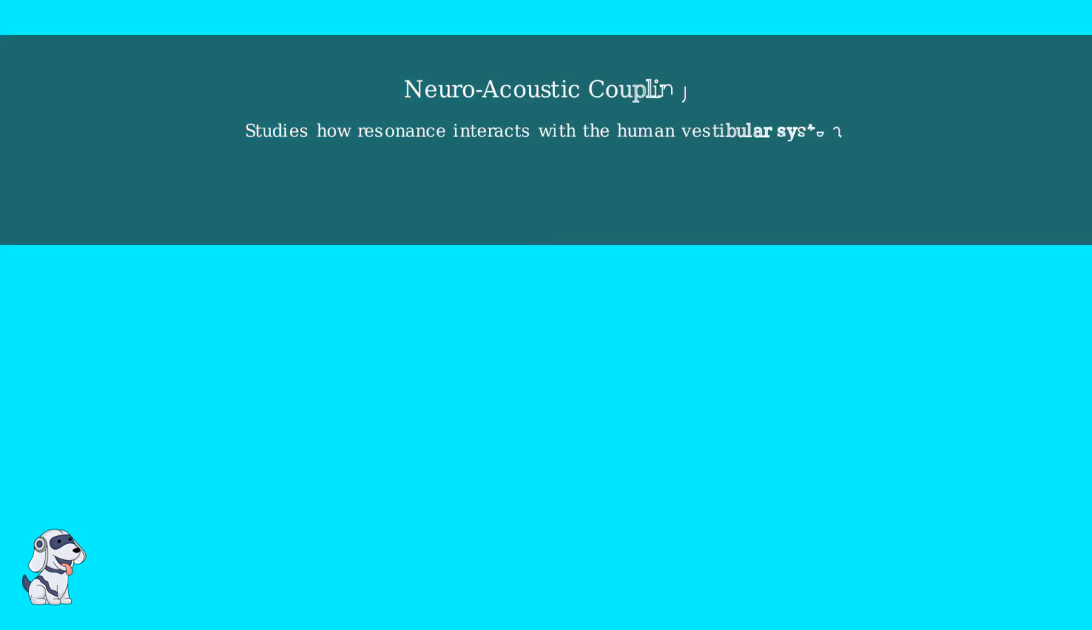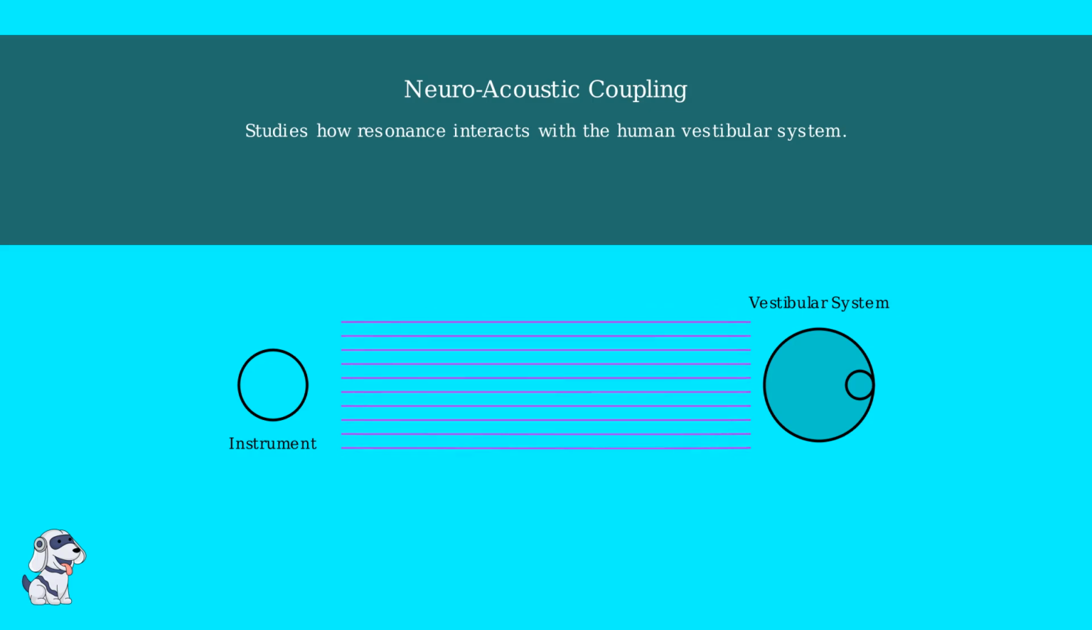Neuroacoustic coupling is an emerging scientific field that explores how the physical resonance of a musical instrument directly interacts with the human vestibular system. By targeting specific sympathetic frequencies, researchers can design instruments to create a more intense perceived resonance for both the performer and the audience. The internal ear translates these structural vibrations into neurological signals. Designing for these frequencies maximizes the emotional and sensory impact of the performance.